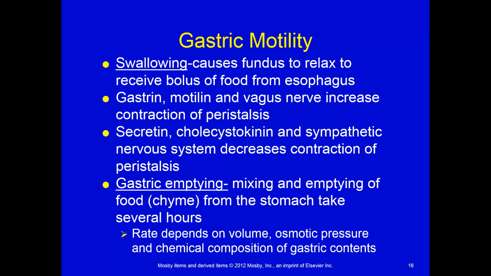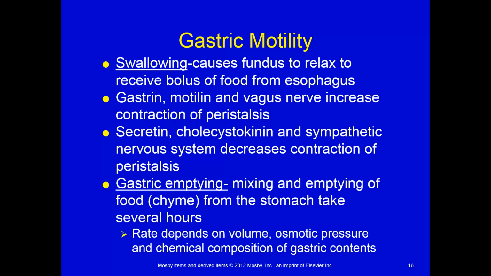There are a lot of different enzymes and hormones that get released and need to be part of that process. Gastrin, motilin, and the vagus nerve actually increase contraction of peristalsis. And interestingly, secretin, cholecystokinin, and the sympathetic nervous system actually decrease contraction of peristalsis. So depending on what the body needs, you either have things that are increasing contraction of peristalsis, or things that are decreasing it.